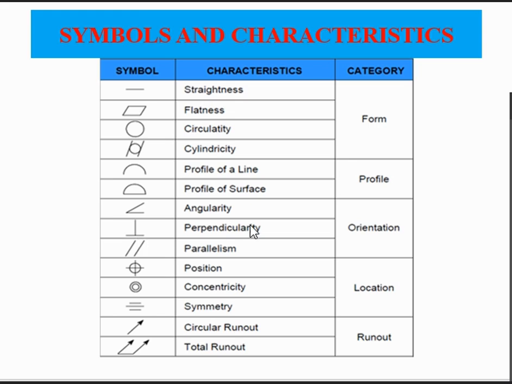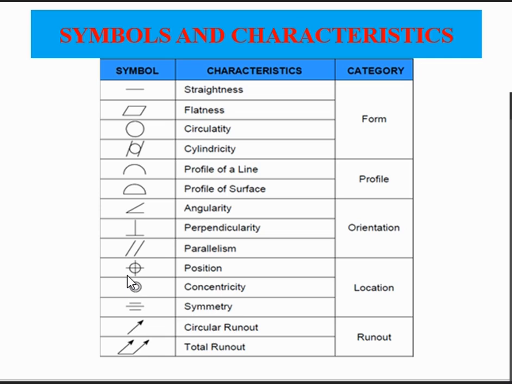Again, in the drawing, like the orientation symbols, you have location symbols as well. If this symbol is there in the drawing, you should understand that the person is trying to talk about the position of a center, maybe the position of a hole, etc. If there is a symbol like this, two circles, this symbol is concentricity.